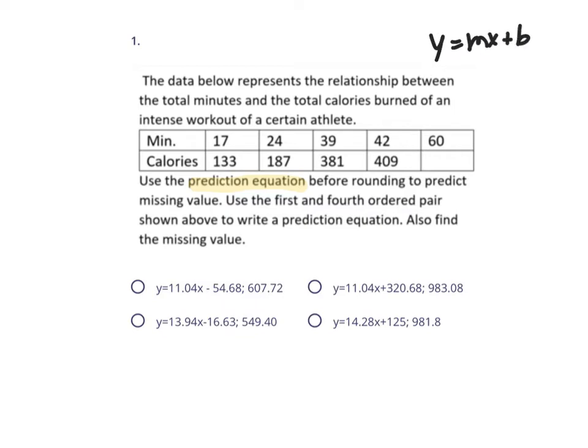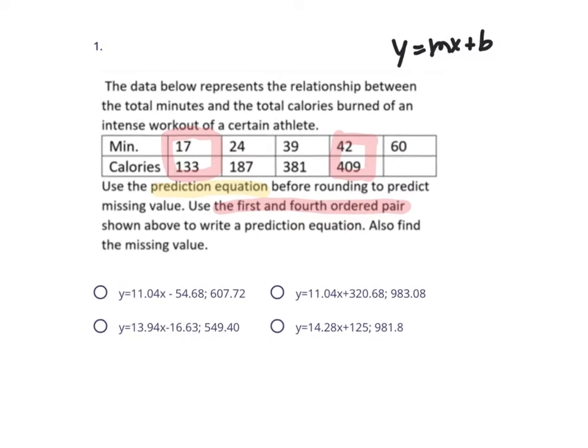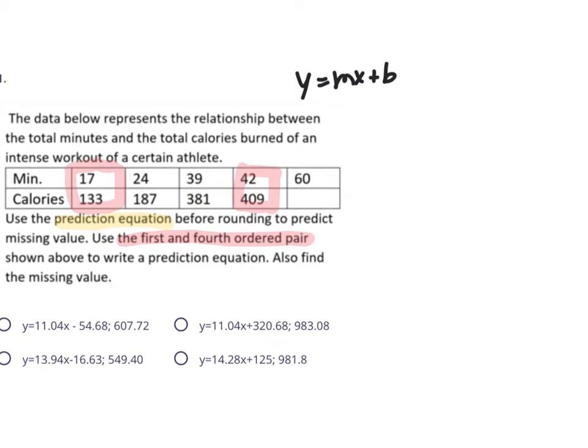I want to create an equation, and it says, very important detail, use the first and fourth ordered pair. Here is my first ordered pair, and here is my second, third, fourth ordered pair. So we need to use the first and the fourth. It'd be a good idea to write them down: the coordinate 17, 133, and the coordinate 42, 409.